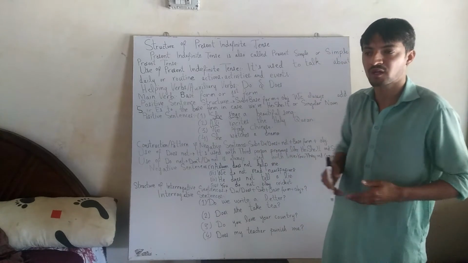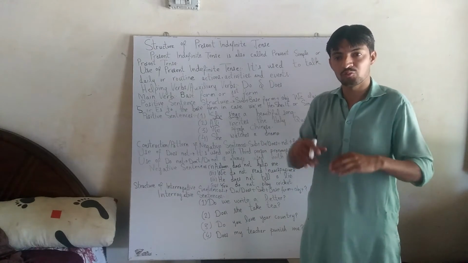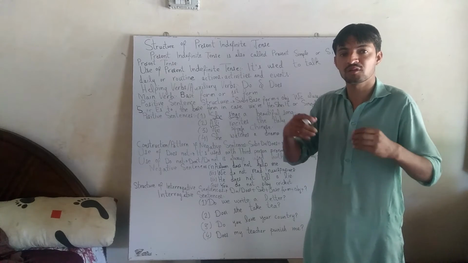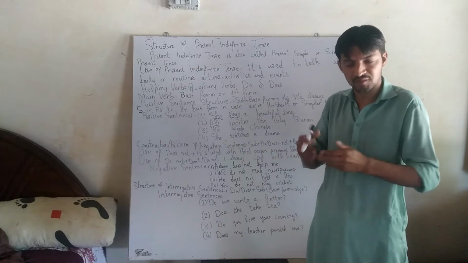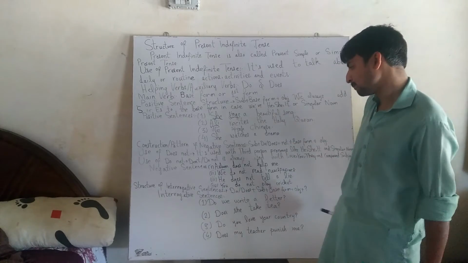What is the compound subject? A compound subject is that subject which has been linked or connected together with the help of a coordinating conjunction like Ali and Aslam. Then that is called compound subject.